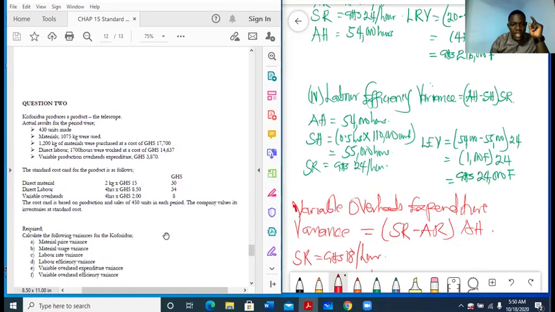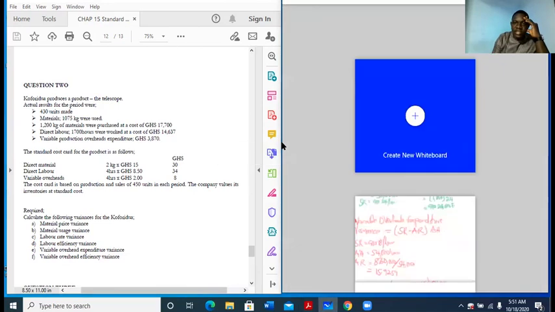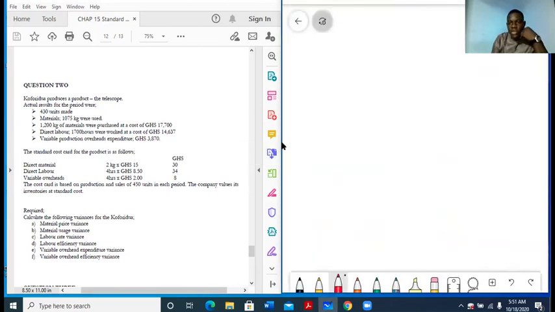Okay, so the company values its inventories at standard cost. Required: calculate the following variances for Cophorobia. We have the material price variance, material usage variance, labor rate variance, labor efficiency variance, variable overhead expenditure variance, and variable overhead efficiency variance. Okay, so let's quickly look at this. So we have Cophorobia.